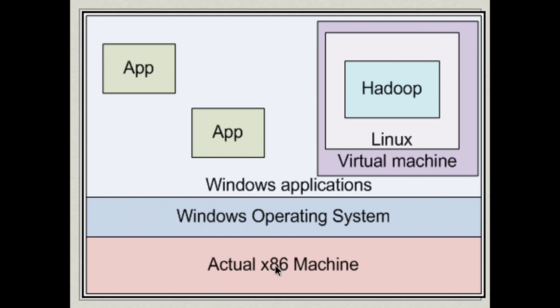So usually you have an x86 machine, and in the machine you will run a Windows operating system. For example, if you are running Windows 7 or Windows 10, within that Windows operating system we run many applications, and here we will install a virtual machine, and inside that virtual machine we will run Linux, and inside the Linux we will run the Hadoop software. Okay, so the virtual machine can be VMware software or Oracle VirtualBox. So this is a brief overview of how to install Hadoop on your Windows operating system.